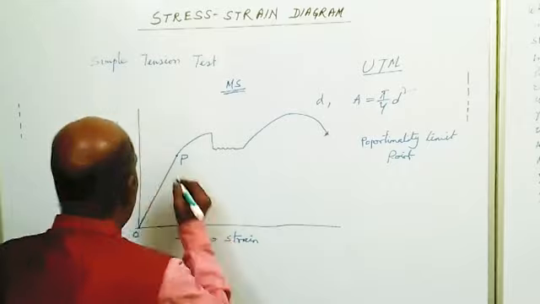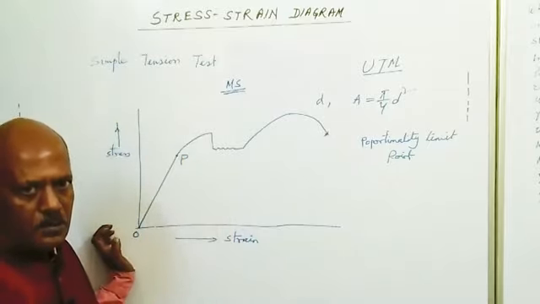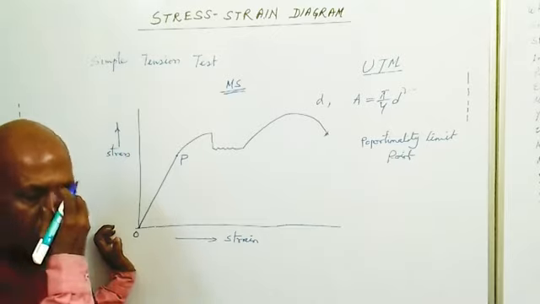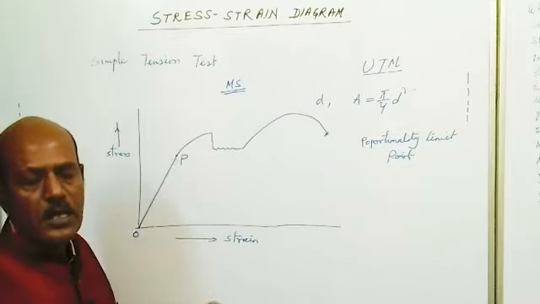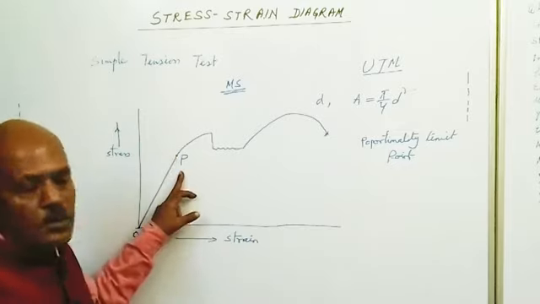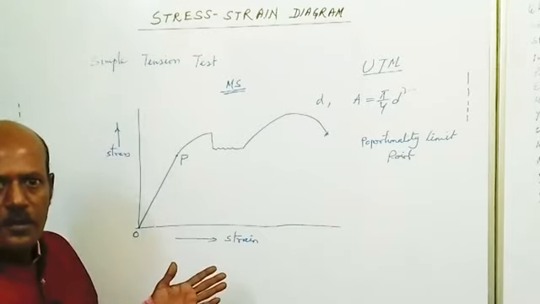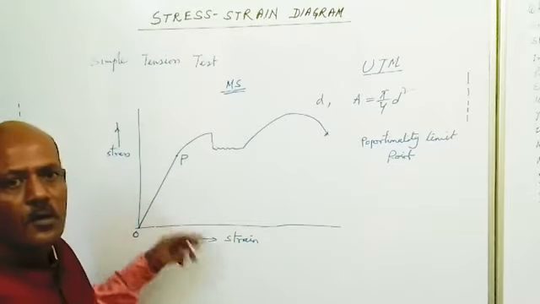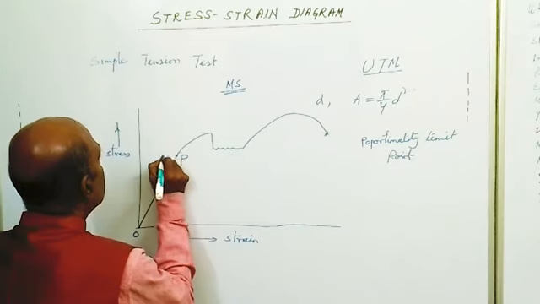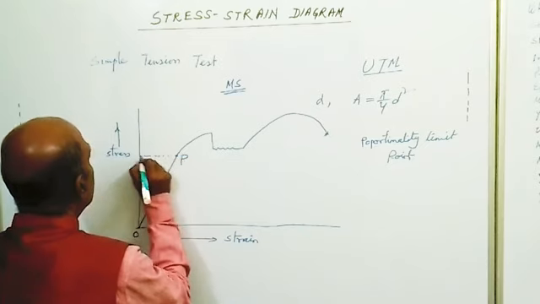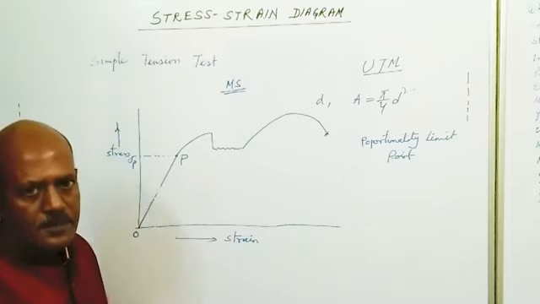So up to this point P, the stress is directly proportional to strain. Okay, so Hooke's law is obeyed up to this point. This point P up to which the curve is a straight line is known as the point of proportionality, and up to this point the body obeys Hooke's law. Okay, and the corresponding stress is sigma P, that is the proportional limit stress.